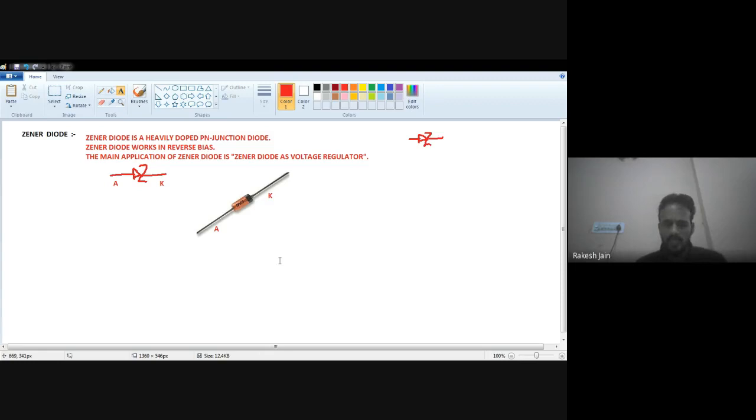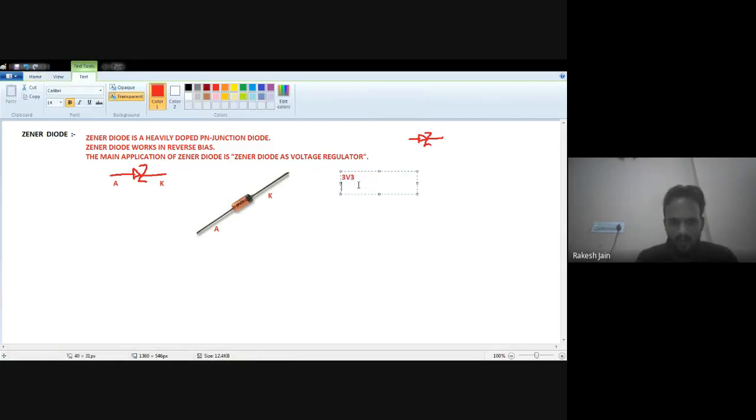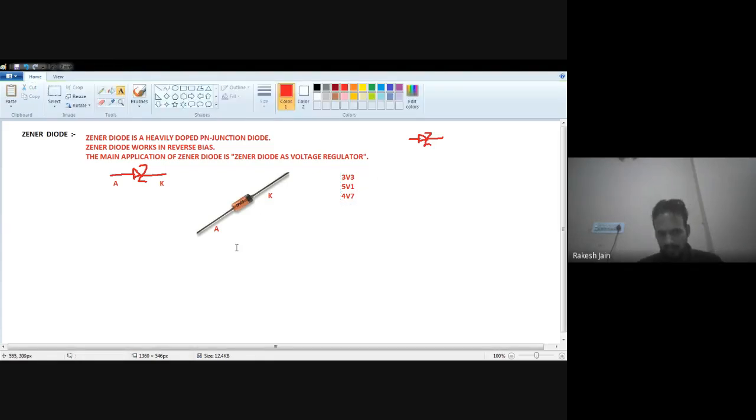Whenever we purchase a Zener diode, we see that some voltage is written on it: 3V3, 5V1, or 4V7, like this. Here in this practical Zener diode, 5V1 is written. I have encircled this 5V1 in blue and green color. It means what? 3V3 means 3.3 volt.